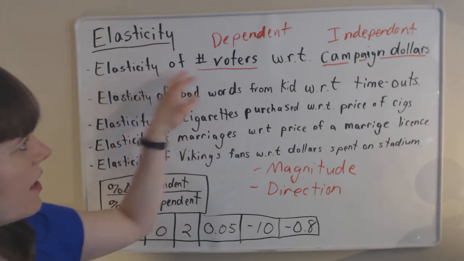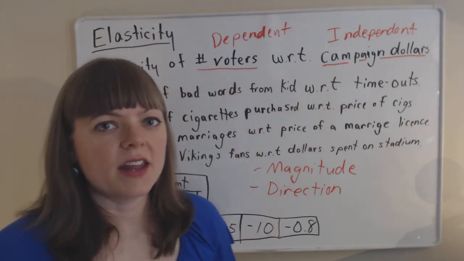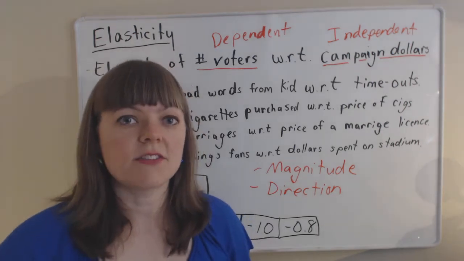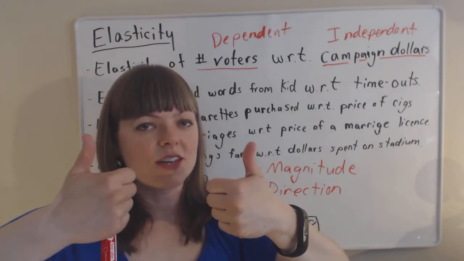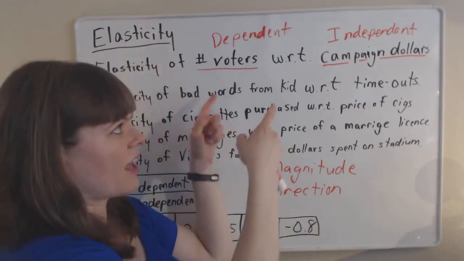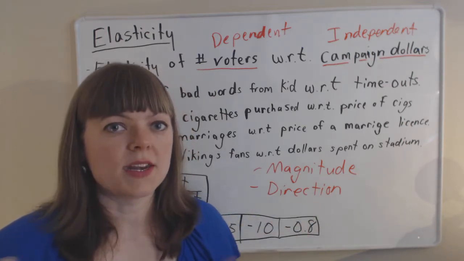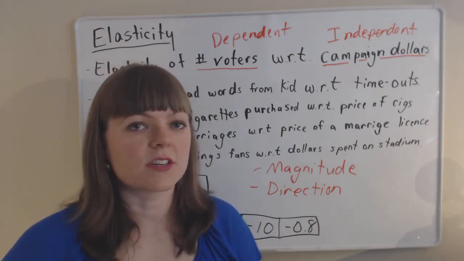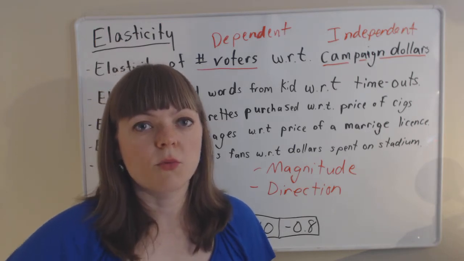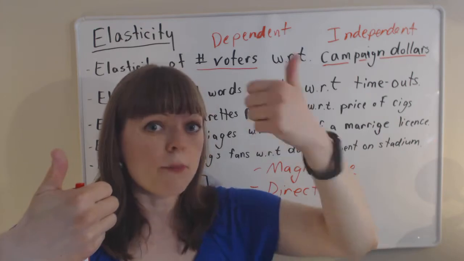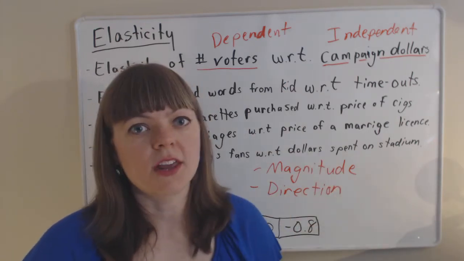And if the elasticity of voters with respect to campaign dollars is positive, that means if we increase the campaign dollars, we're going to increase the number of voters, which is probably the case here. If those two go in the opposite direction, then the direction is going to be negative. So the two things that you want to describe about the relationship between two variables is when one variable goes up, does the other one go up or down? That's direction. And how much does it go up or down in response?